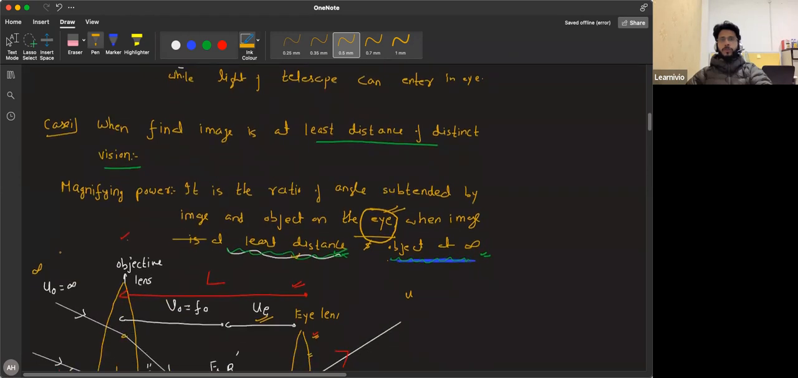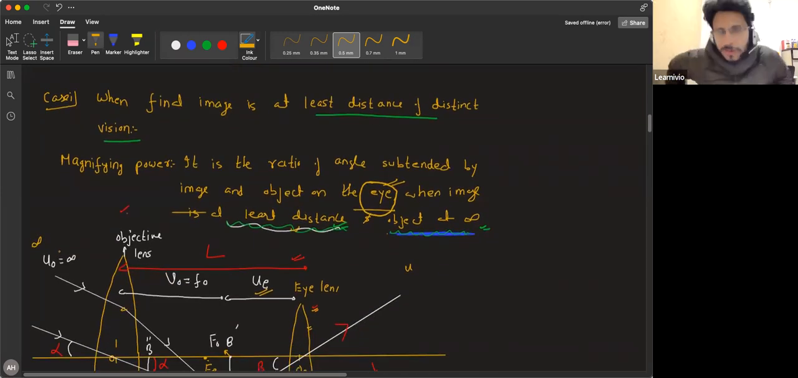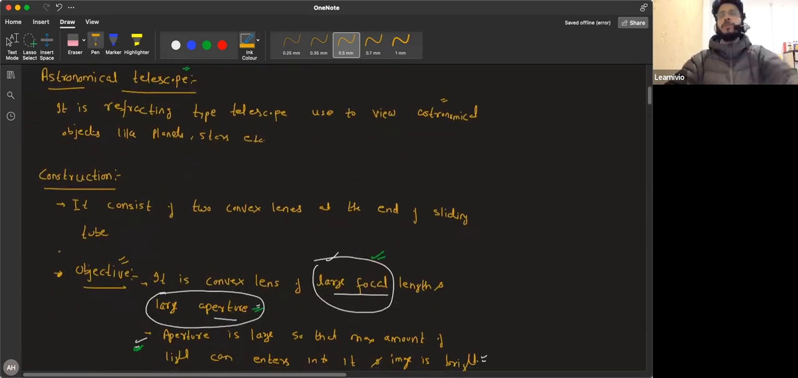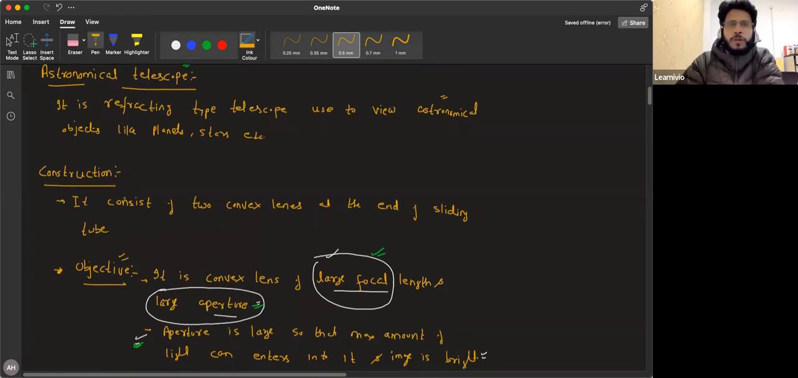So there are two cases. One is when the final image is at least distance. This case has a lengthy calculation. The other is when your final image is at infinity. So first note it down, and then we will start with the first case, that is when your final image is at least distance. We'll try to finish it today. If we can finish it today, most probably in the next class we can finish ray optics. The rest of the topics, like photoelectric effect and all those things, are very small topics.